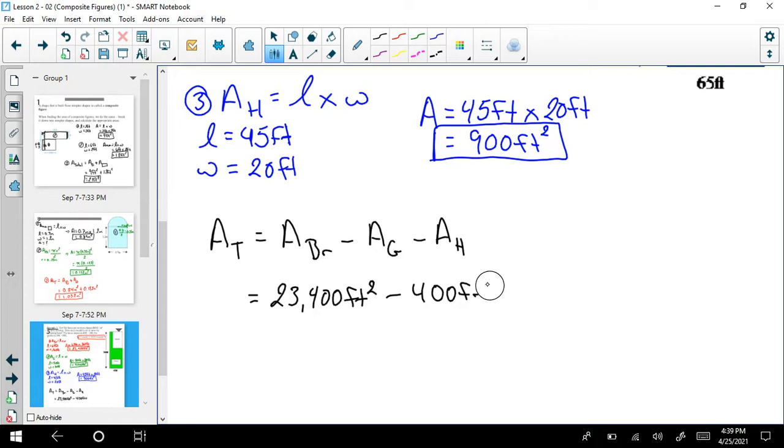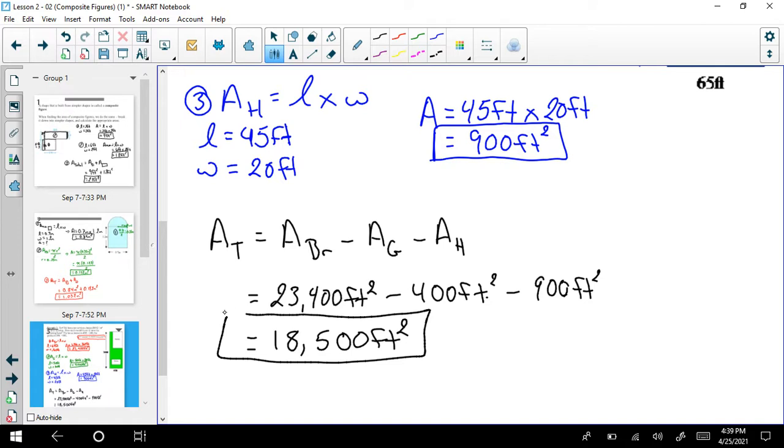Minus the area of my house, which is 900 feet squared. Perfect. So when I do that math, I end up getting 18,500 feet squared, right? So that's the total area that I want to mow. Perfect. So we've done the 3 steps that take us to this point.